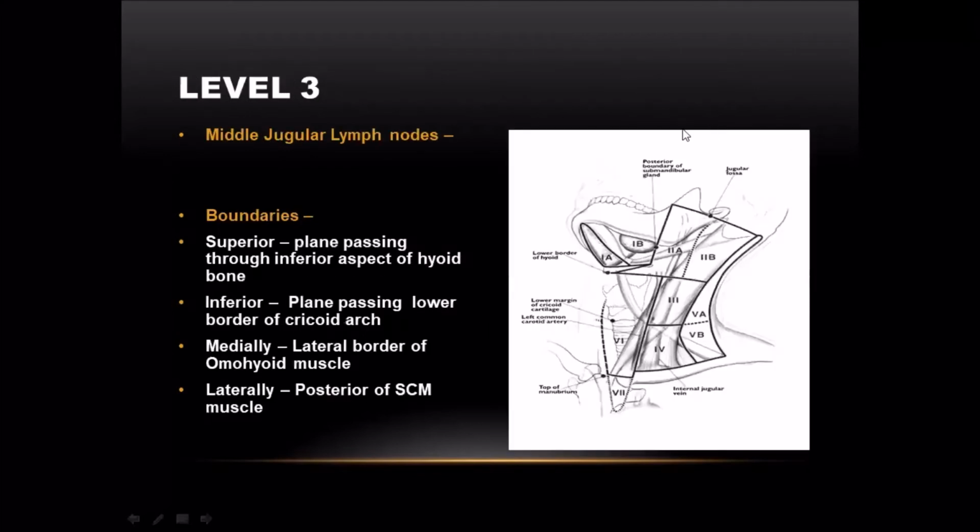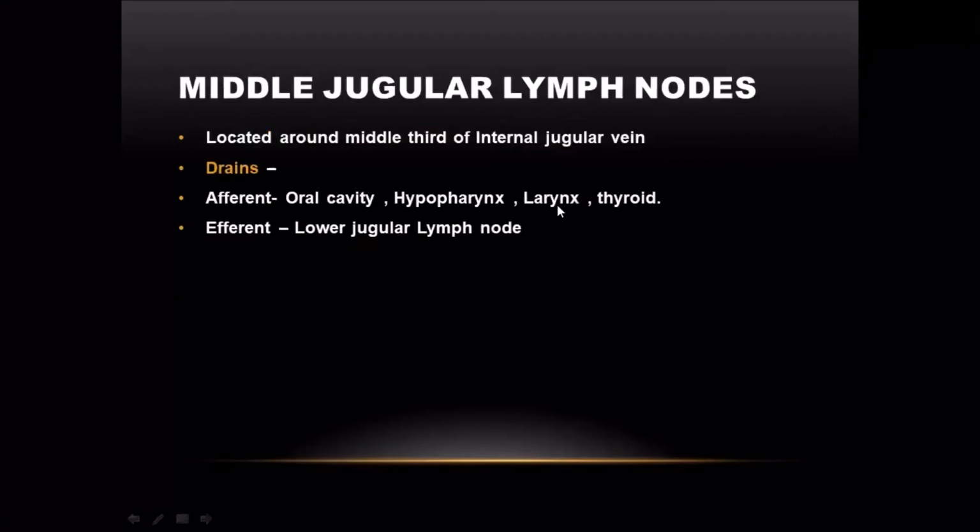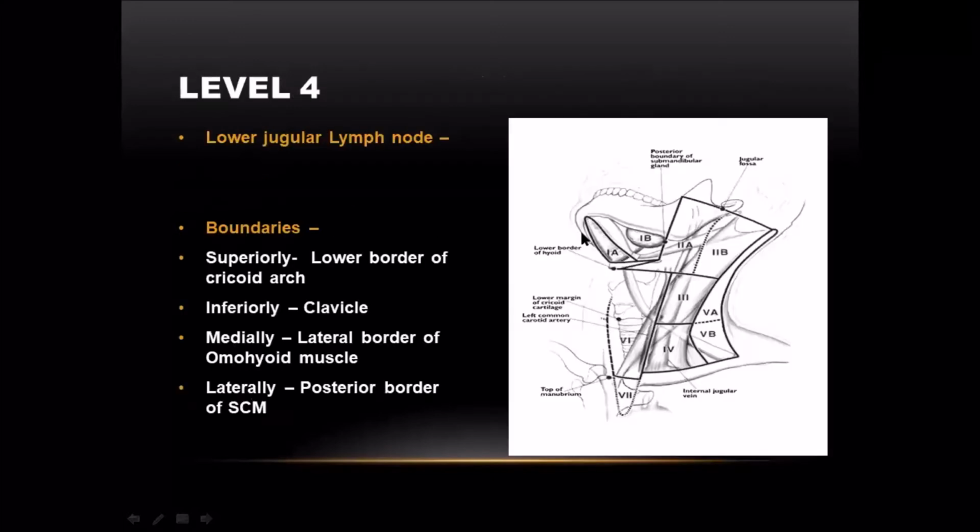Next comes the level 3 cervical lymph node, which is also called the middle jugular lymph nodes. It is bounded superiorly by the plane passing through the inferior aspect of the hyoid bone, and inferiorly by the plane passing through the lower border of cricoid cartilage. Medially, it is bounded by the lateral border of omohyoid muscle, and laterally by the posterior border of sternocleidomastoid. The middle jugular lymph node drains most of the oral cavity, again the hypopharynx, larynx, and mainly the thyroid, and it drains into the lower jugular lymph nodes.